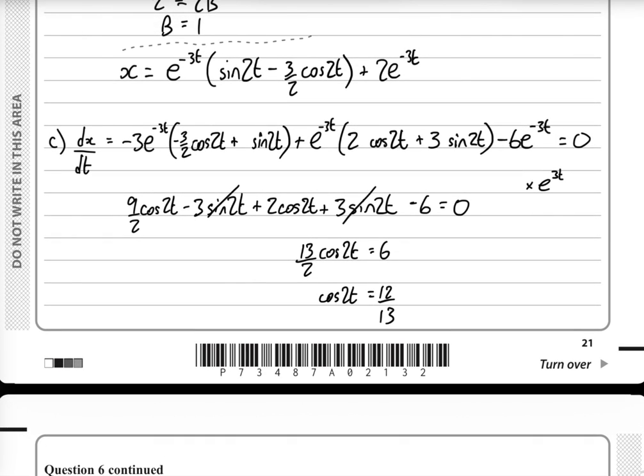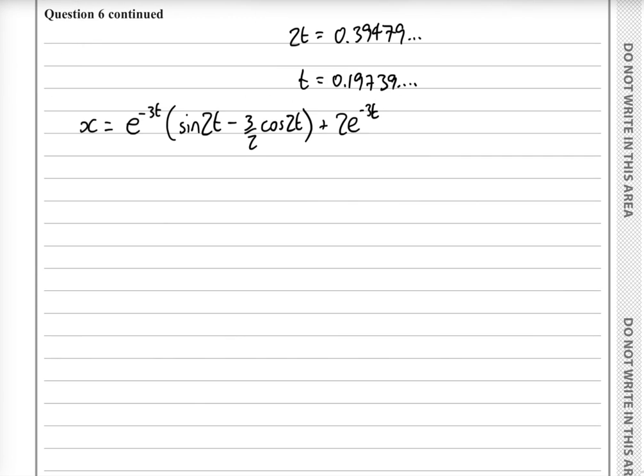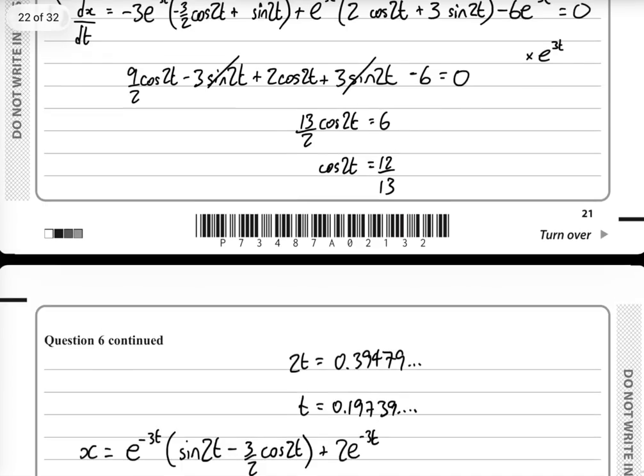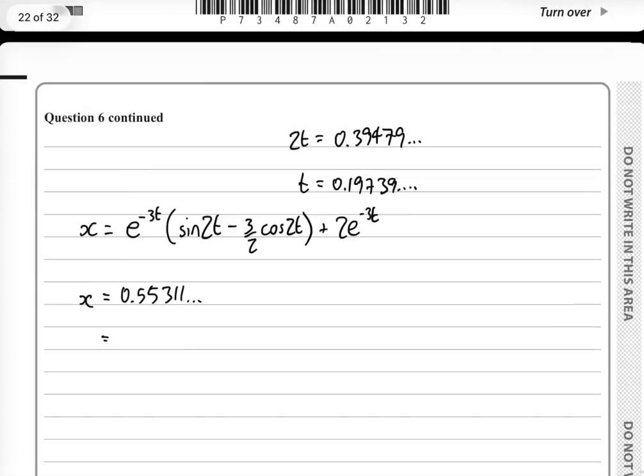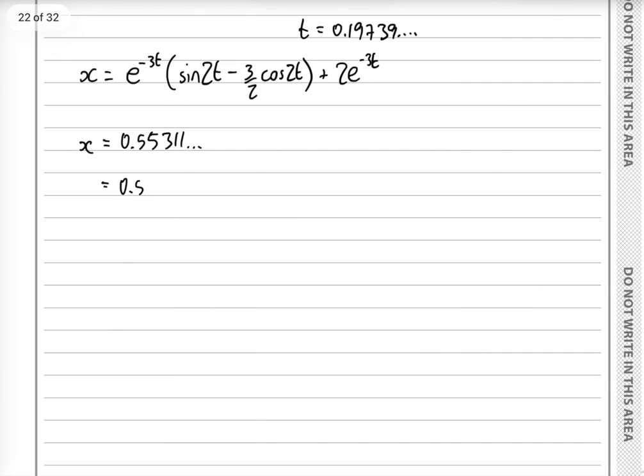So again, a bit of copy and paste here. And I'm not even going to rewrite that. The examiner can see the t value, and I'm going to just put all of that on my calculator. And that gives me an answer of 0.55311 dot dot dot to 3 significant figures, 0.553. And that is the answer for part C.